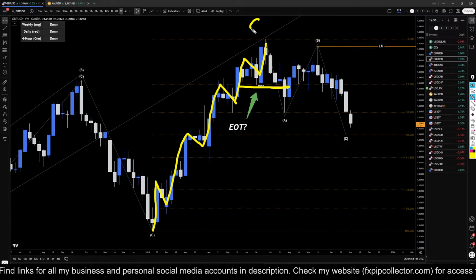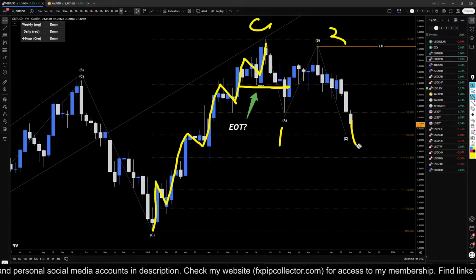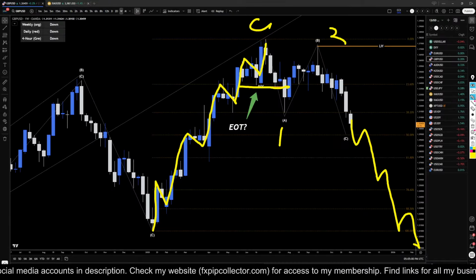If this really is a wave C, then this is not an ABC right here, but it's actually a 1, a 2, and a 3. And this thing is just going to keep on going down on the weekly time frame.